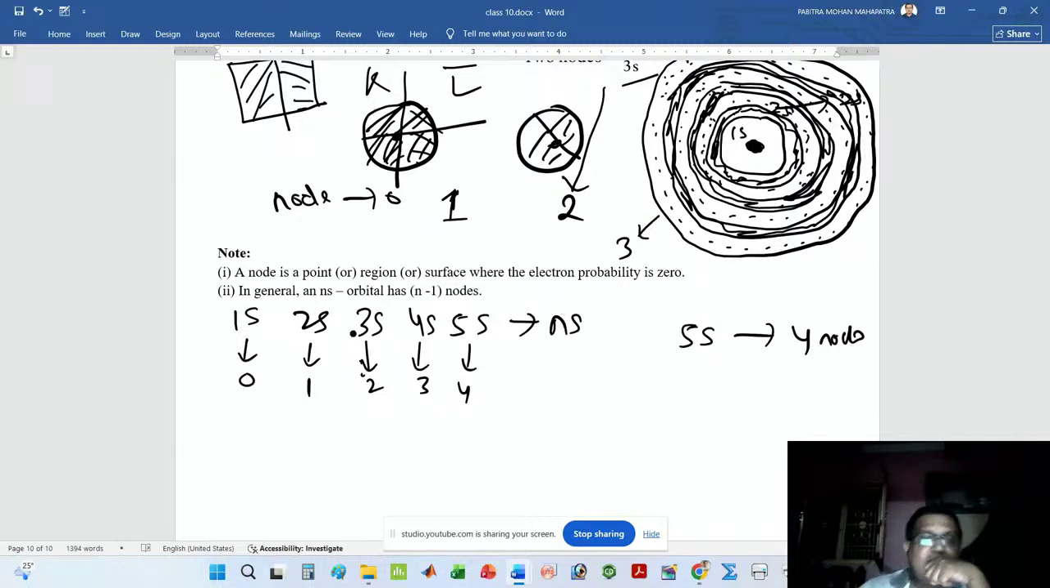Here, if you think about the general representation, then you can write ns. If n is equal to 1, it represents 1s. If n is equal to 2, it represents 2s. If n is equal to 3, that represents 3s. If n is equal to 4, that represents 4s. If n is equal to 5, that represents 5s. Okay.